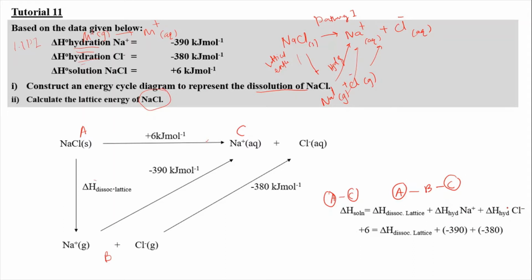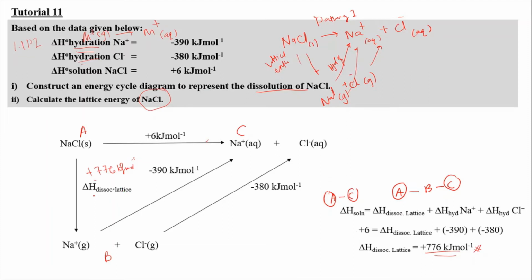Enthalpy of hydration of Cl minus is negative 380. So the lattice dissociation enthalpy is going to be positive 776 kilojoule per mole here. But remember, you have to find the lattice energy of NaCl, not the lattice dissociation enthalpy.